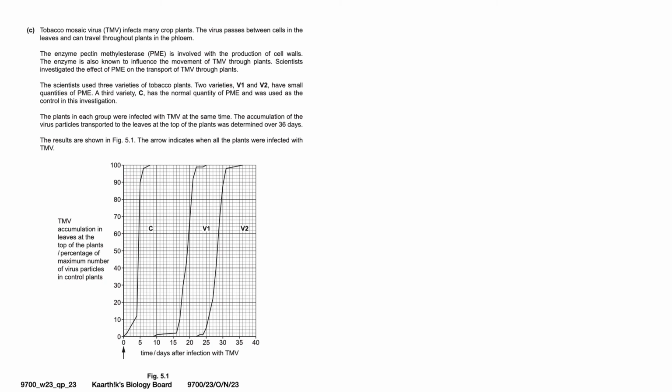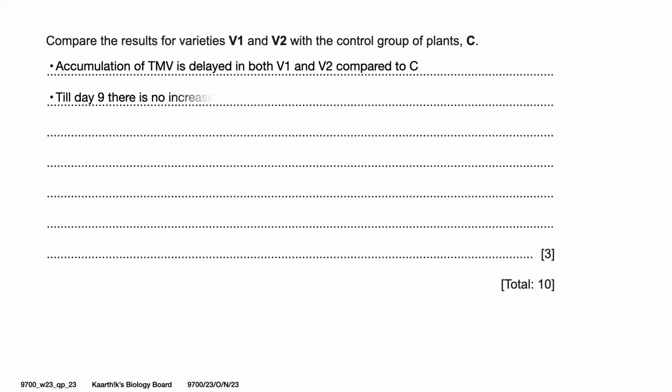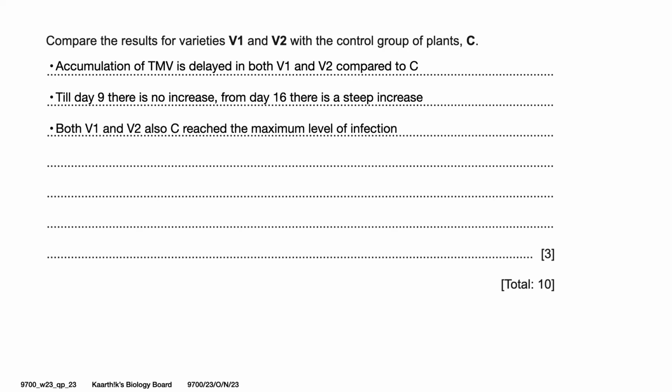So the question asked here is to compare the results for varieties V1 and V2 with the control group of plant C. So accumulation of TMV is delayed in both the varieties V1 and V2 when compared to C. Till day 9 there is no increase, and from day 16 there is a steep increase in the variety V1. Then again both variety V1 and V2 also, like C, all three reach the maximum level of infection.